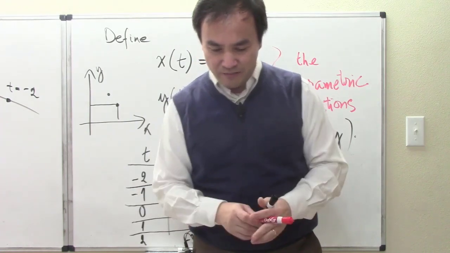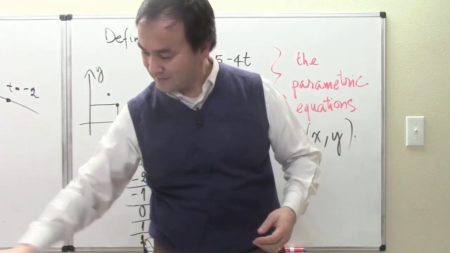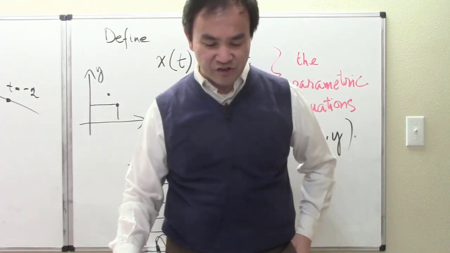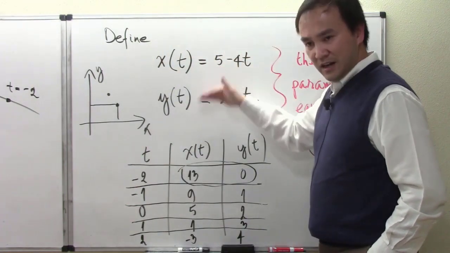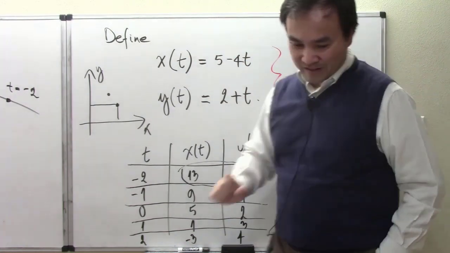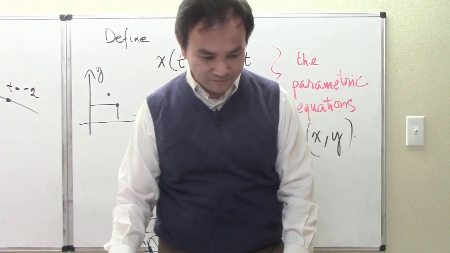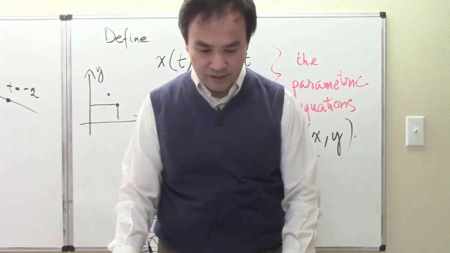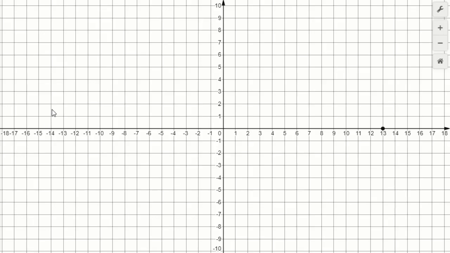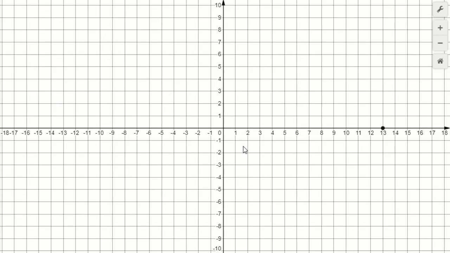Let me prepare my computer screen a little bit, and then I will do another demonstration on the same pair of parametric equations that we have here. All right, so here we go. Now, back on my computer screen that I was showing earlier, the first point was here for x equals 13 and y equals 0.